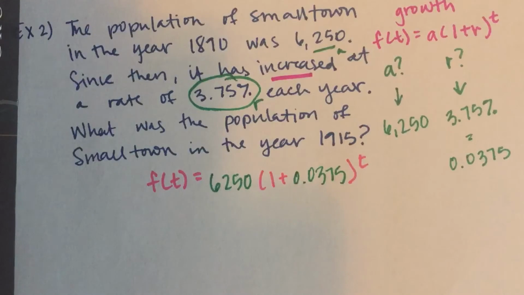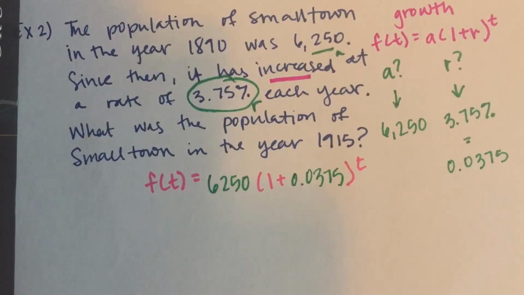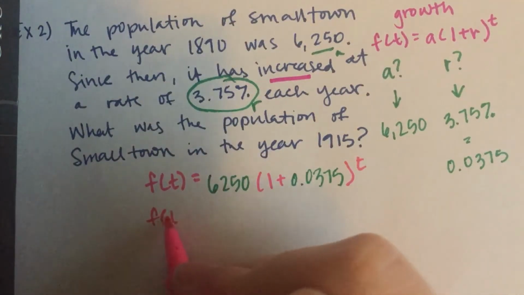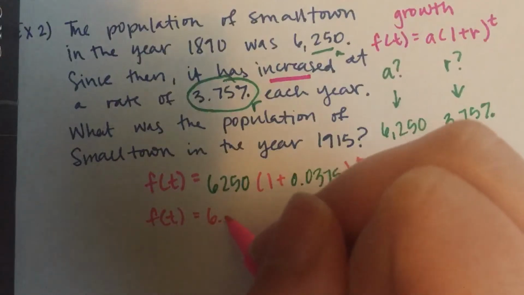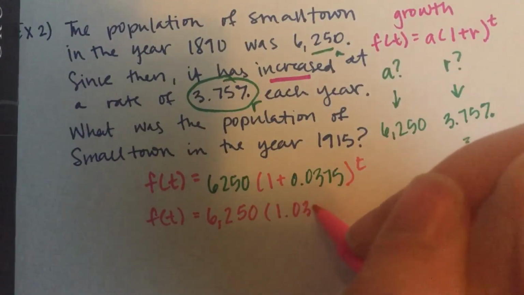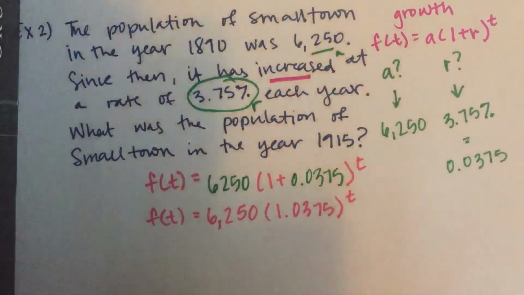And this represents our exponential growth function, but we want to simplify that inside parentheses just a little bit more to find that f of t is equal to 6,250 times 1.0375 to the t. I added those two numbers together.